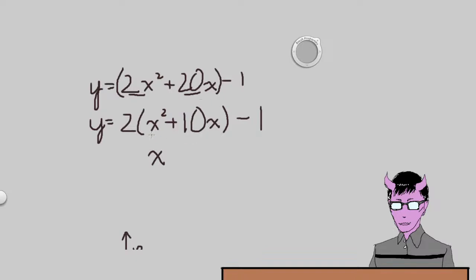In order to make this in the parenthetical a perfect square, follow the same rule as before. What is half of 10? It is 5. What is 5 squared?